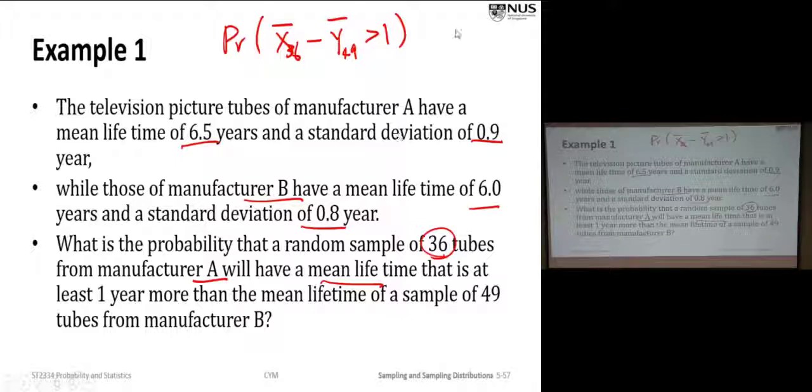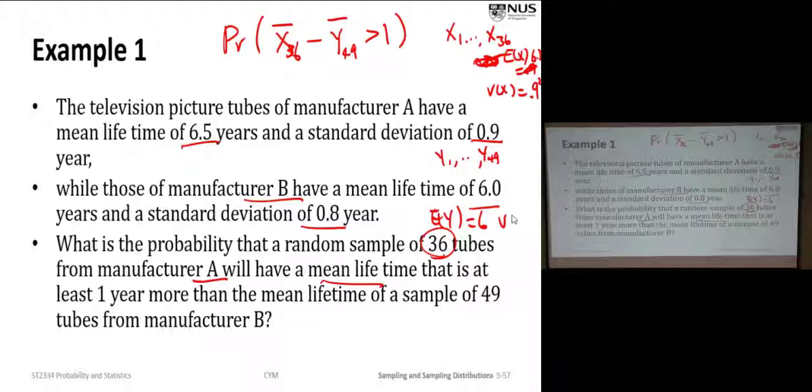What other information do we know? We don't know that they are normal. We only know that X1 up to X36 have expectation of X equal to 6.5 and variance of X equal to 0.9 squared, while Y1 up to Y49 have expectation of Y equal to 6 and variance of Y equal to 0.8 squared. This is the information given to us, and we are asked to find the probability of X36 bar minus Y49 bar greater than 1.